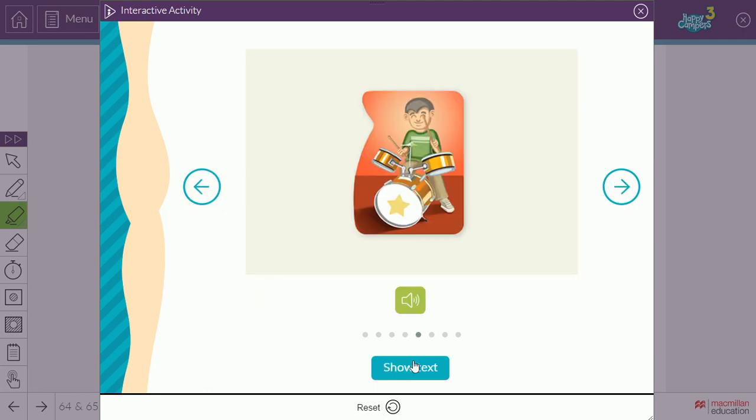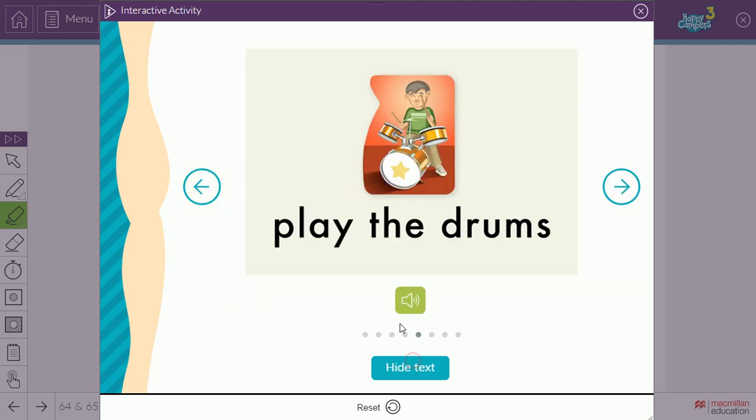And this boy, what does he do? He plays the drums. These are drums. You see, 1, 2, 3, these are drums. This boy is using drumsticks to play a drum. This is a drum. Play the drums.